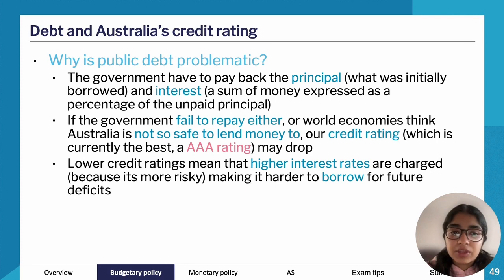So we currently have a AAA rating, which is the best rating, right? But if we weren't able to pay that debt or if we weren't able to finance all those loans that we have, that rating might actually drop. And if we have a lower rating, it means that we're charged higher interest rates and that makes it harder to borrow. And it might also make different economies unwilling to lend to Australia.